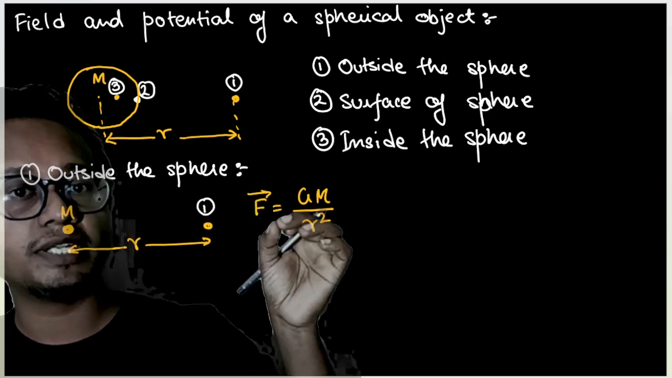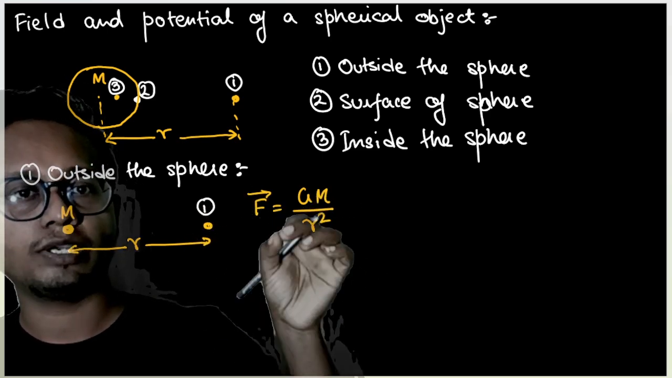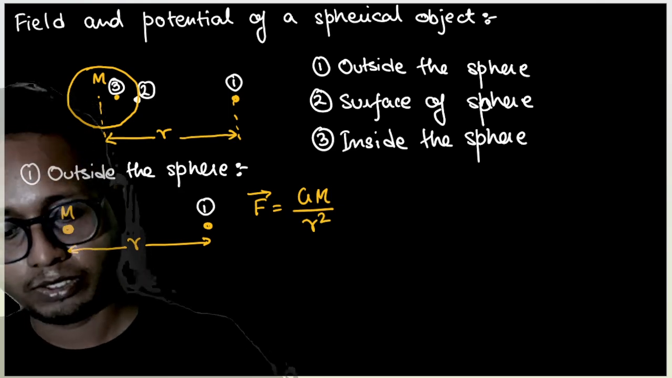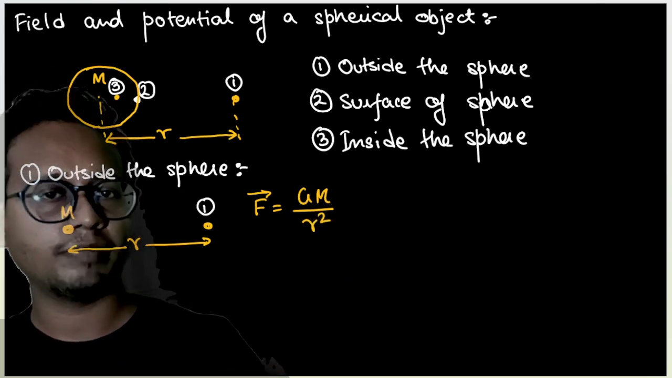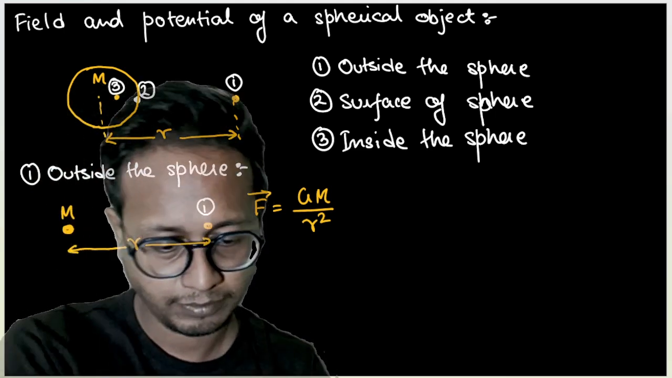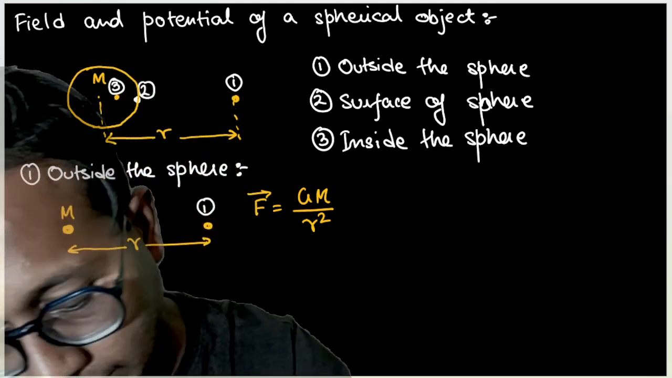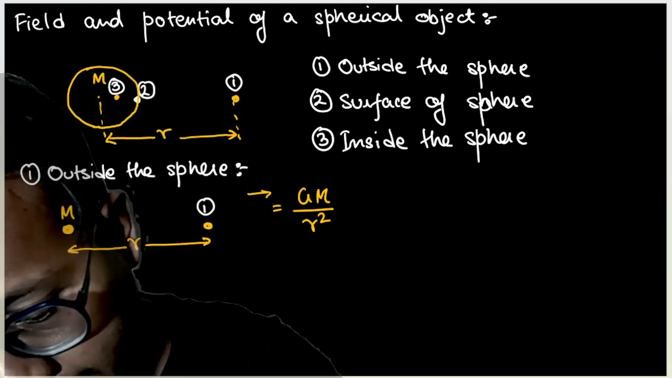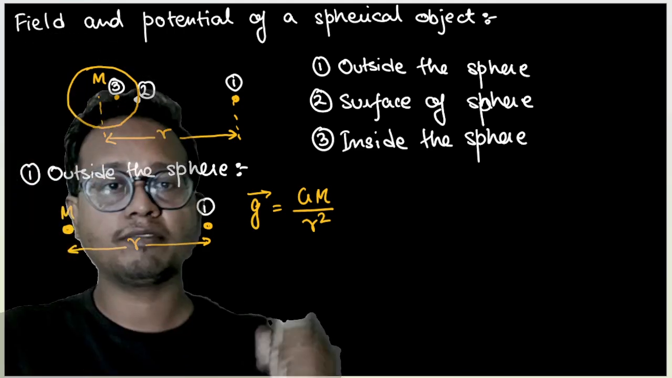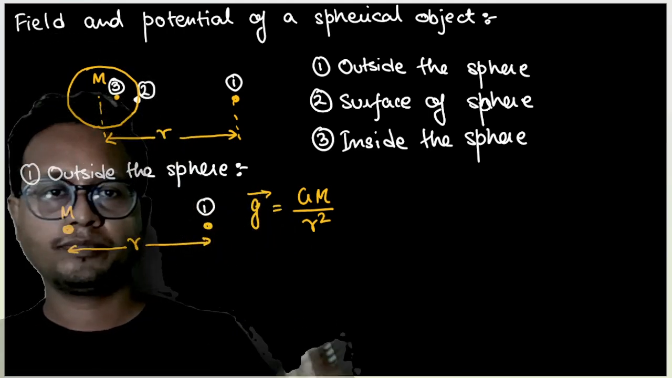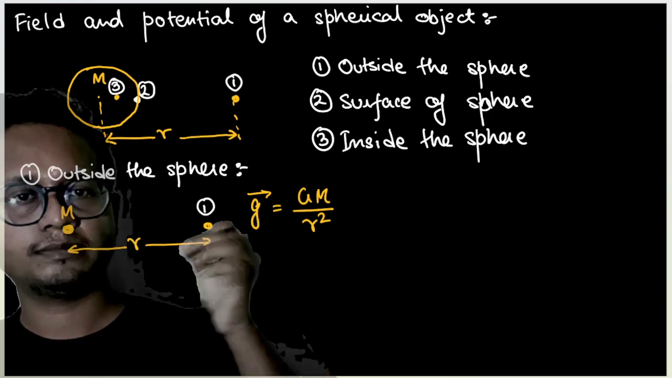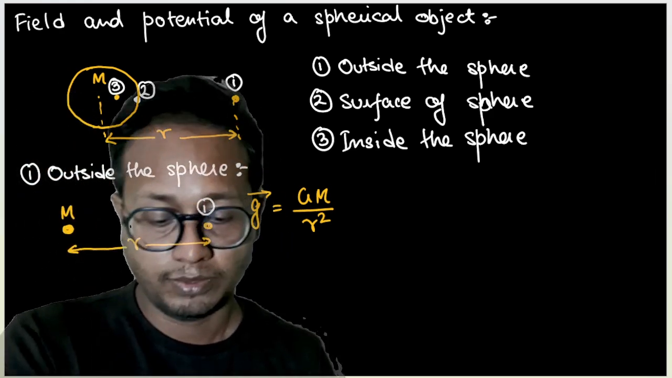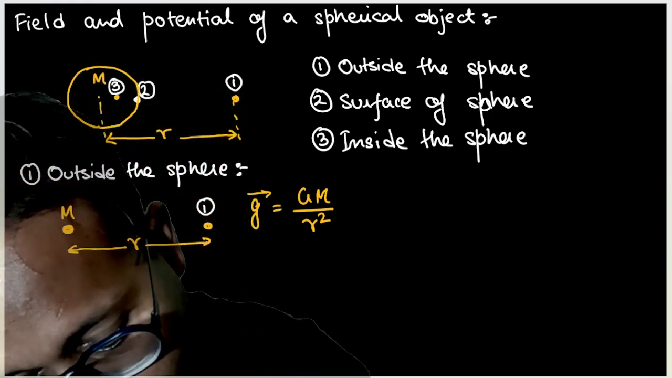So the force outside the sphere is nothing but F = GM/r², or the field is equal to GM/r². But gravitational field can also be written as g. This field is also the acceleration due to gravity at this point. This value out here is nothing but the acceleration due to gravity at this point of any mass. What is the potential out here?